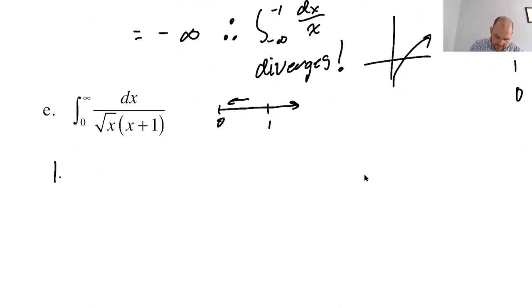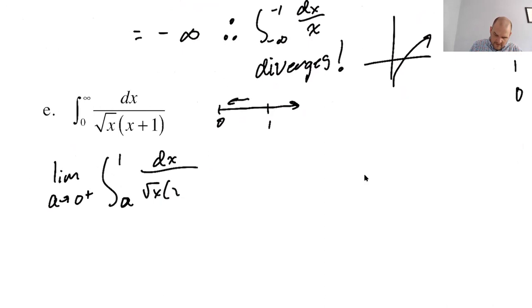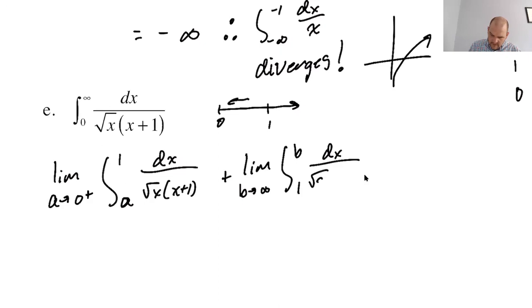But it'll be the limit as its lower bound, so a approaches 0. Which way do you approach from? The right. That's an a. A to 1 of dx over root x, x plus 1. Luckily, I remember this antiderivative, or I can just scroll back and find it. Plus, it'll be the upper bound that's the problem this time. So b approaches infinity from 1 to b of dx over root x, x plus 1.